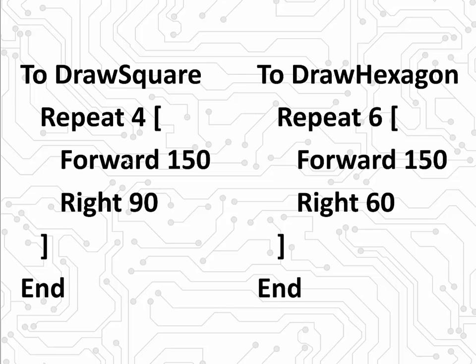Draw a square has a 4 here because squares have 4 sides. Draw a hexagon has a 6 because hexagons have 6 sides. The square sides are 150 steps long. The same is true for the hexagon. But how about this? How do we know how far the turtle has to turn to make each shape? For the square, we turn 90 degrees. For the hexagon, it's 60.